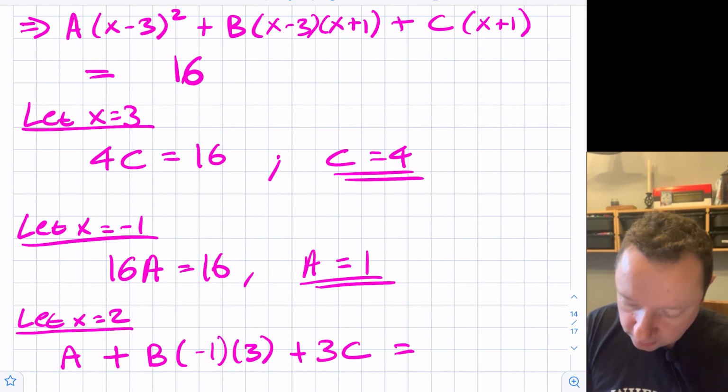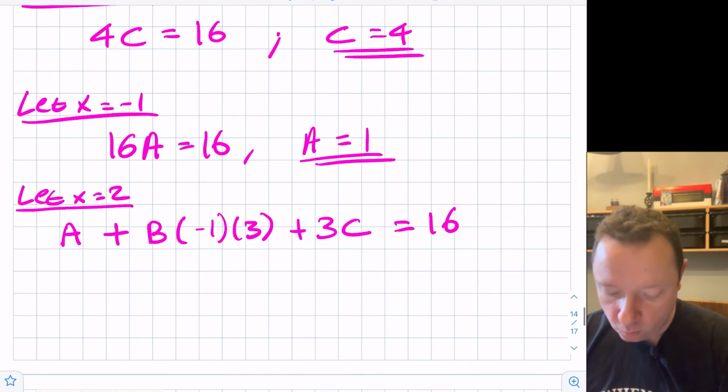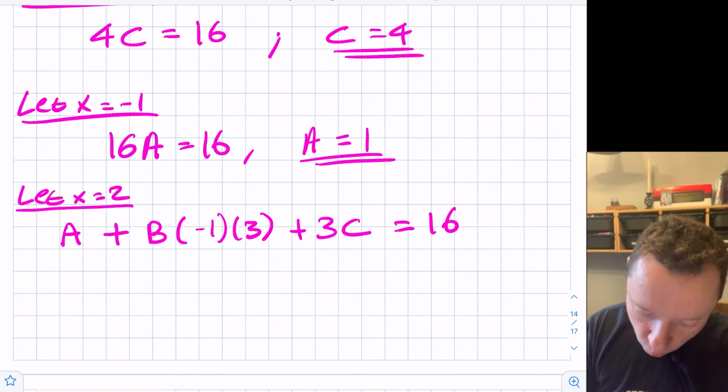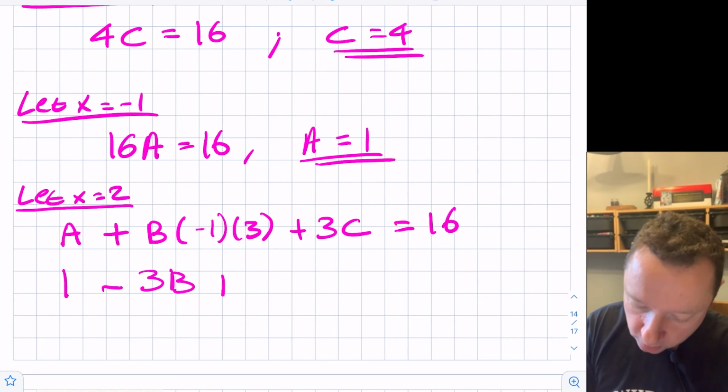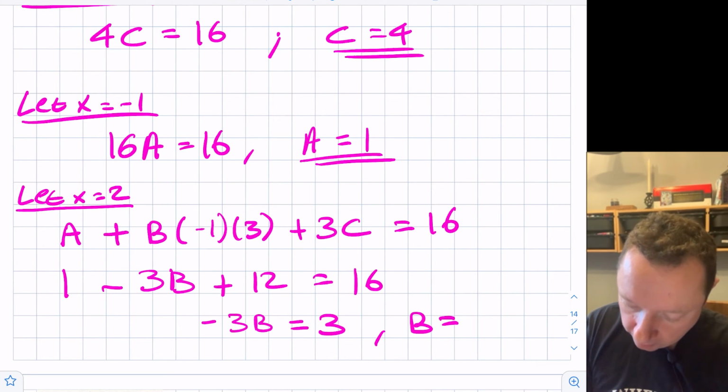And that equals 16. But remember, we know our values for a and c. We've got 4 and 1. So a is 1. This will be minus 3b. And c is 4. So plus 12 equals 16. 12 and 1 is 13. So we've got minus 3b equals 3. Just taking the 13 over. And therefore b must equal minus 1.